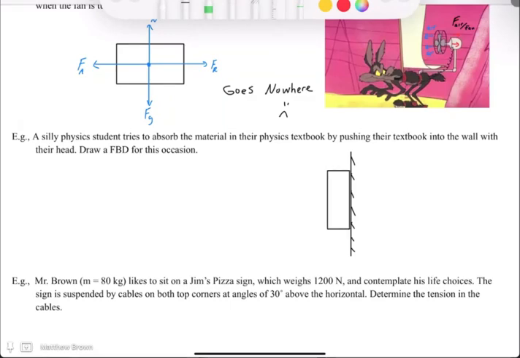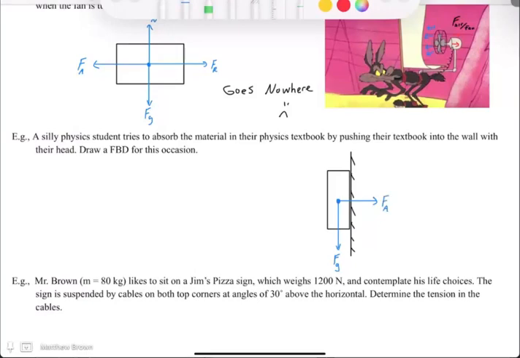And so, what are the forces on this textbook? Yeah, we definitely got gravity. What about, do we have a normal force? Yeah, we have an applied force. We have a normal force. So the applied force then would be in this direction, right? It's being pushed straight against the wall.